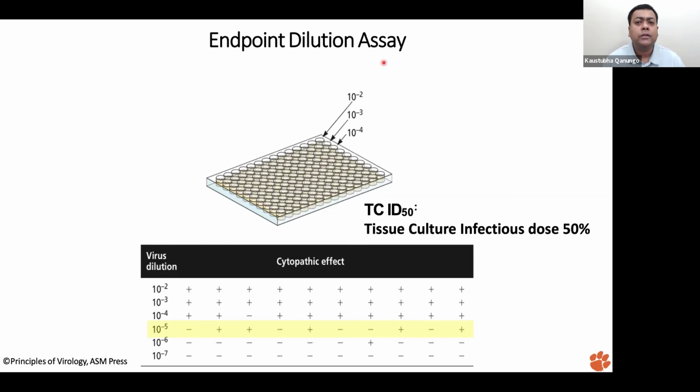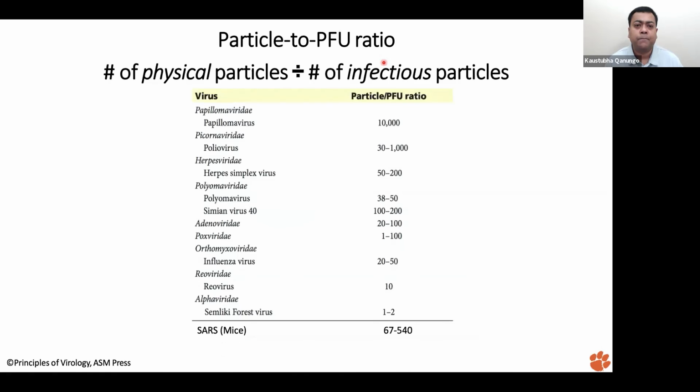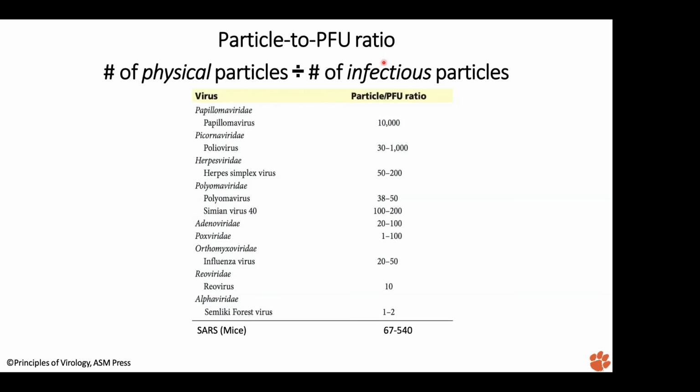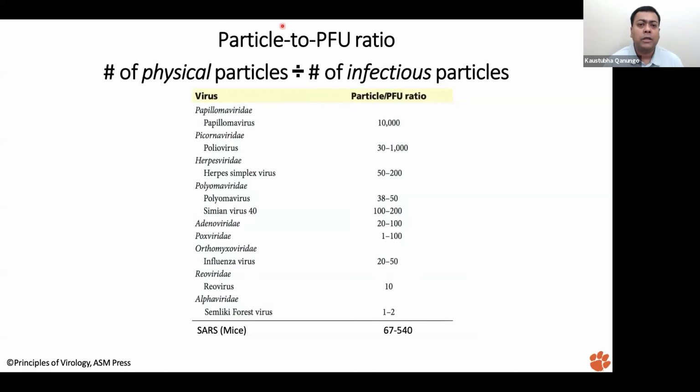This endpoint dilution assay was actually developed even before the plaque assay, because some viruses don't form plaques, and there are various variations that you can do with this assay. So next, what is very important is the particle to PFU ratio. By particle here we are talking about the number of physical viral particles. And a virion is an infectious virus particle.